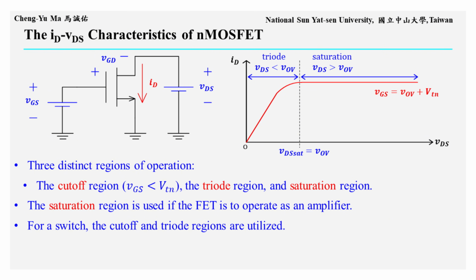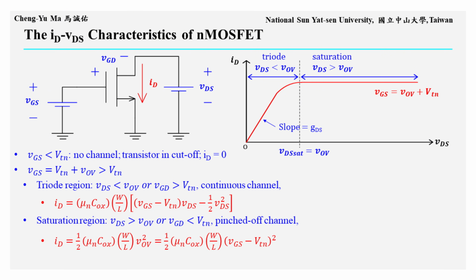The other two operating regions are the triode region and the saturation region. In amplifier applications, a MOSFET is usually biased in the saturation region. In digital switching applications, the device mainly uses the cutoff region and the triode region to represent the off and on states. Here we summarize the three operating regions of an N-MOSFET and their corresponding current equations.